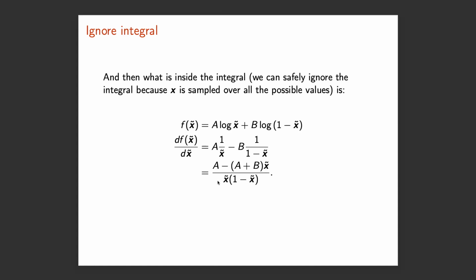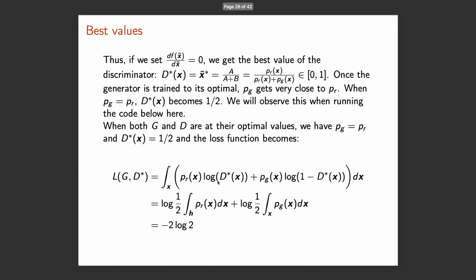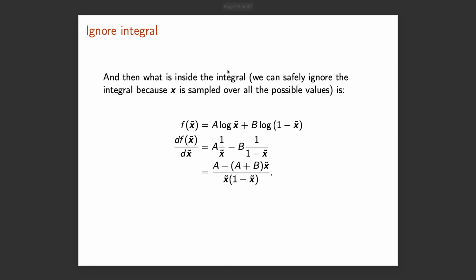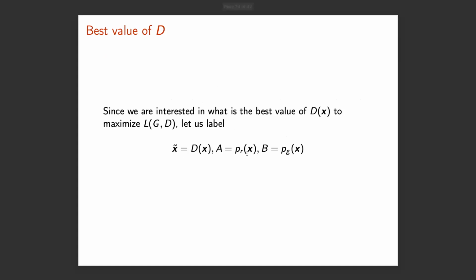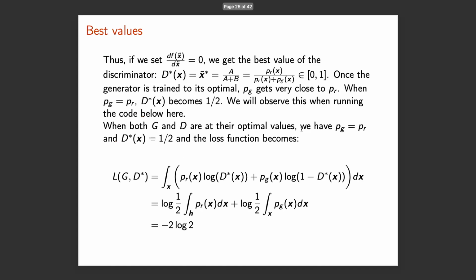If I use this relation by setting up the derivatives and I require this to be 0, then we get the best value of the discriminator, which is now given by a. Just let me remind you, a is this probability, and b is the probability from the generator. That gives us a quantity here, and we know that this one has to be between 0 and 1, because the probability takes a minimum value of 0 and a maximum of 1.